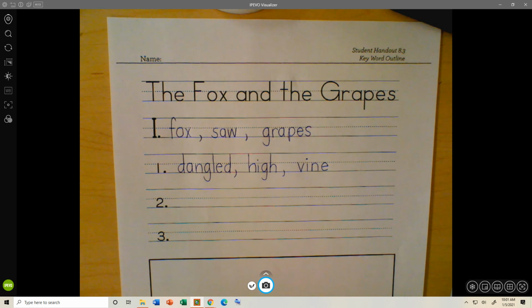Yes, Lucy. I can't really see that. If you've got it on your paper, look on your paper. It's right there on your paper. Dangled, you should have circled it. I move up to there. No, you're fine right there. I did.